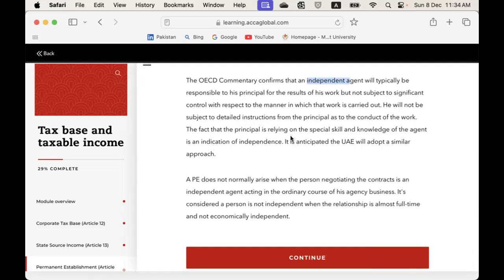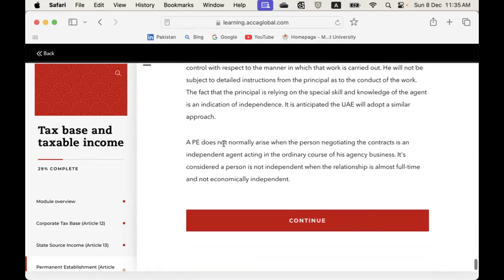The fact that the principal is relying on the special skill and knowledge of the agent is an indication of independence. So a PE does not normally arise when the person negotiating the contracts is an independent agent acting in the ordinary course of his agency business. So there's something called an agency business. So if a person is already running an agency business, then PE will not arise.